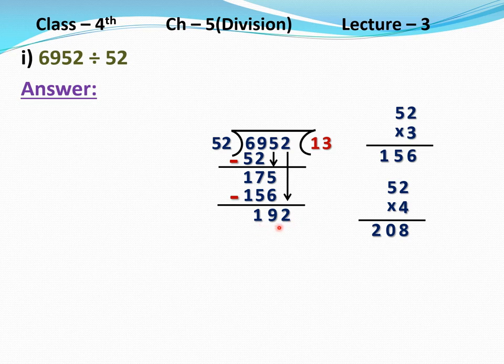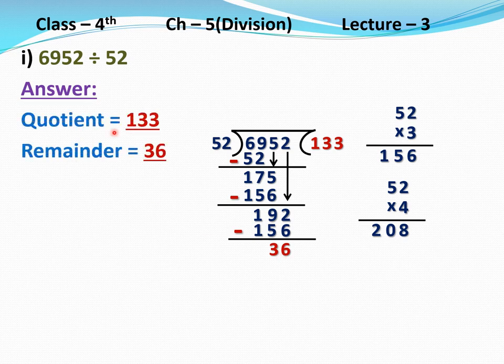The number is 192. Now we will multiply this again 52 by 3. 52 multiply 3 equal to 156. Now we will do subtraction. 2 minus 6, it is not possible, so we will take a borrow from this 9. So this 9 will become 8 and this 2 will become 12. 12 minus 6, 6, write 6 here. 8 minus 5, 3, write 3 here. Quotient is 133 and remainder equal to 36. Write down quotient equal to 133 and remainder equal to 36.